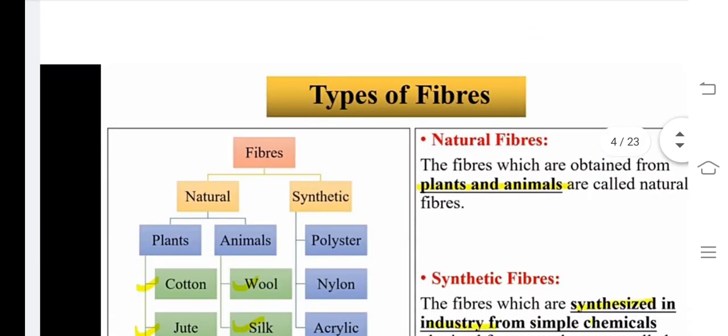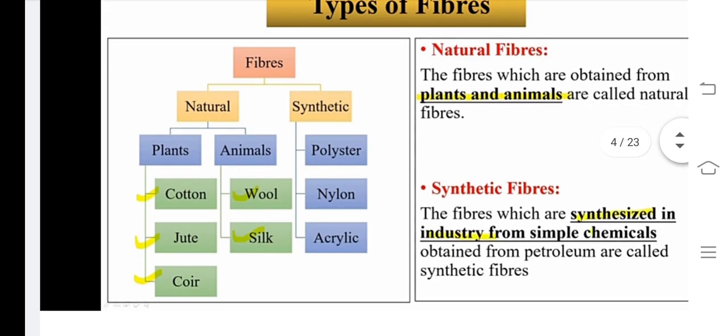Observe carefully, children. How do we classify the fibers? There are two types of fibers, children. One is natural fibers, another one is synthetic fibers. The name indicates itself, natural. That means the fibers which are obtained from plants and animals are called natural fibers. What are the natural fibers? Plants and animals. So what are natural fibers obtained from plants?